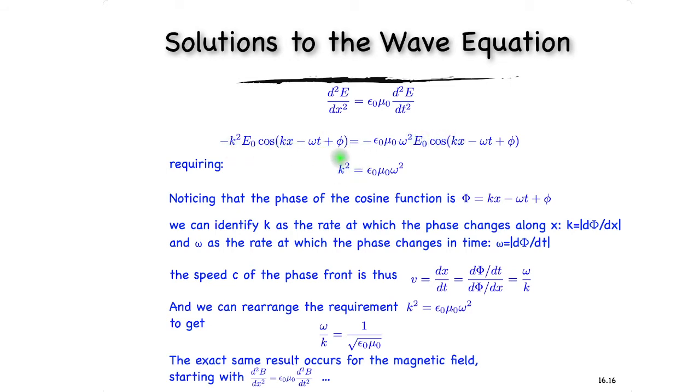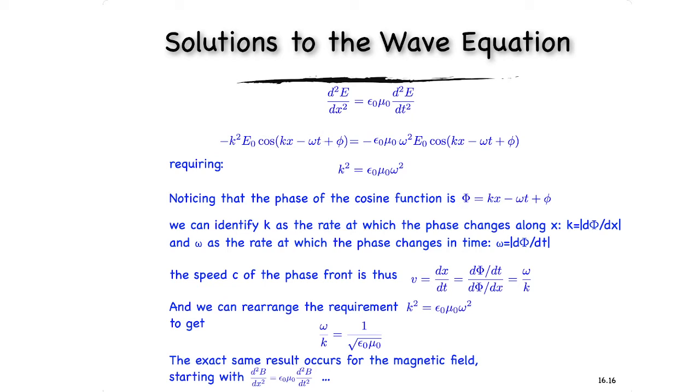The k squared on the left must equal epsilon naught mu naught omega squared on the right. So this trial solution that I proposed will satisfy the wave equation if, and only if, k squared, which was just this factor I put in front of the x in my guess as to what the electric field looked like, has this particular relationship to omega squared, which was the factor I plugged in front of the time.